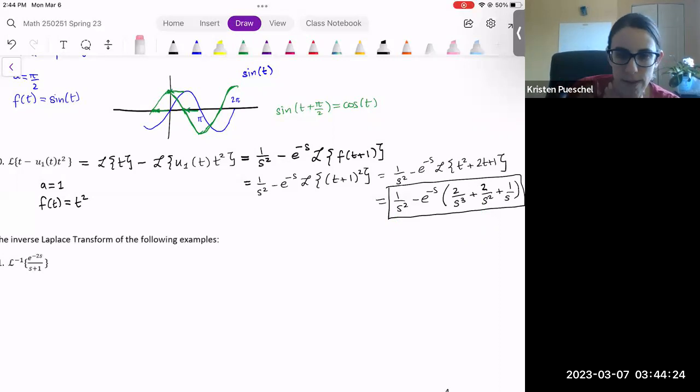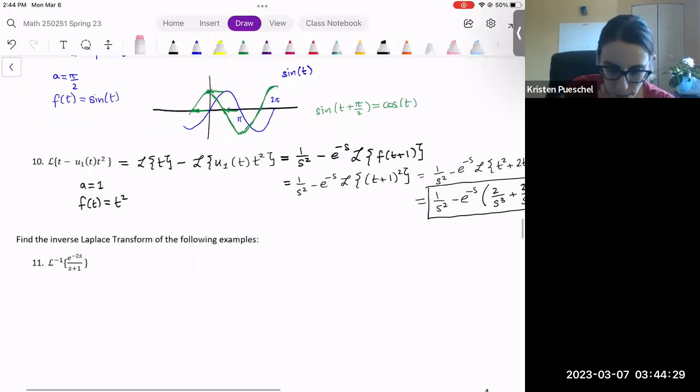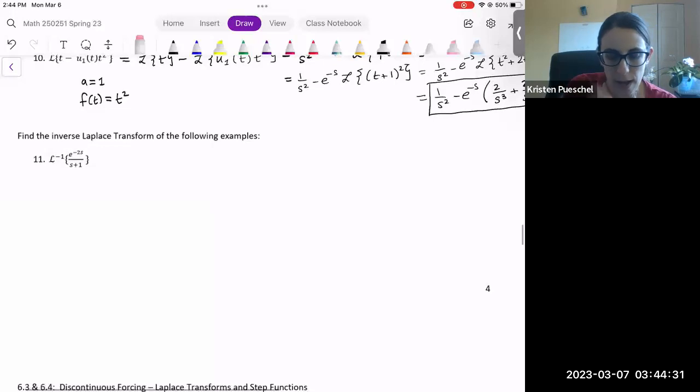All right, so this is our forward direction. Now we're going to work on the backwards direction. So going from an exponential term e to the negative 2s times some function in terms of s, how do we find the step function that it came from? So let's look at that next.